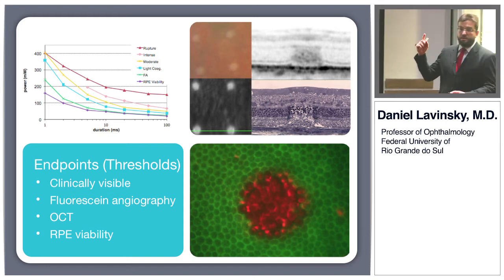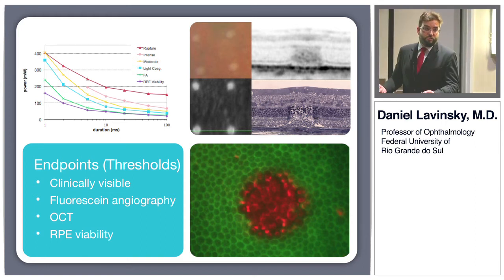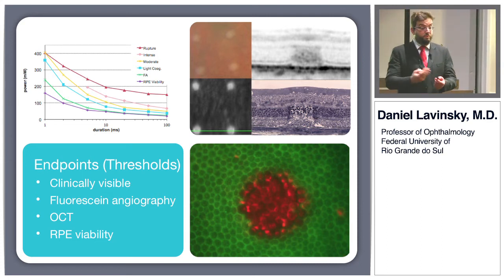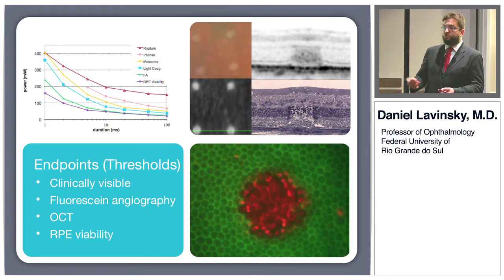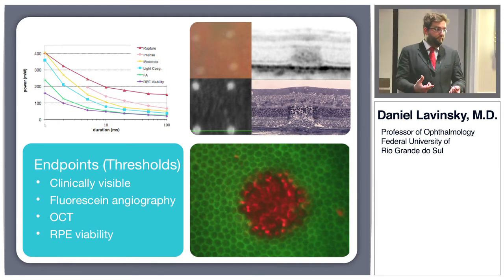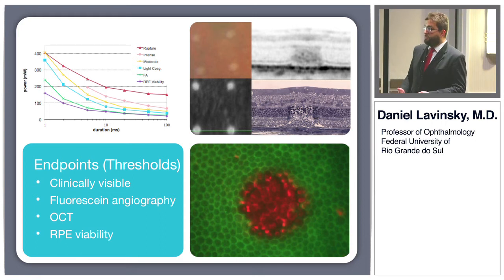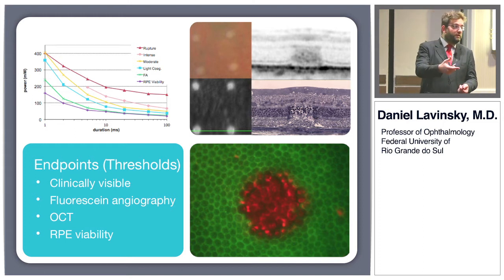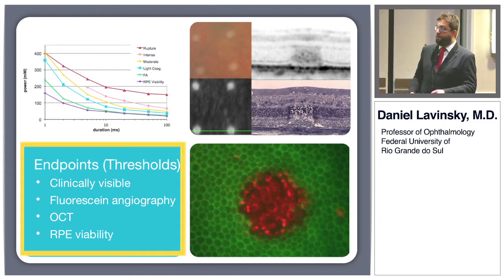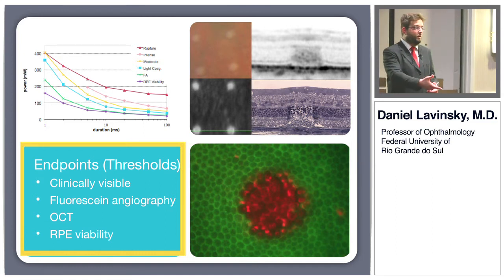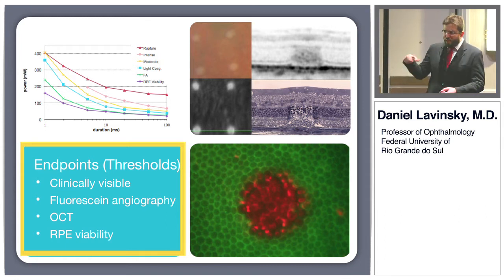If you see the literature, there are a couple of trials, not really clinical trials, but interventional case series, comparing subthreshold against threshold treatment with infrared and green and a couple of yellow. But when you see the images, they're clearly damaged in FA or in OCT. Their thresholds are clinically visible, and they call it subthreshold because it's invisible clinically. But if you go, for example, for angiography, OCT, and even further to RPE viability, that's the endpoint you want. And that's what you need to decide before you treat.